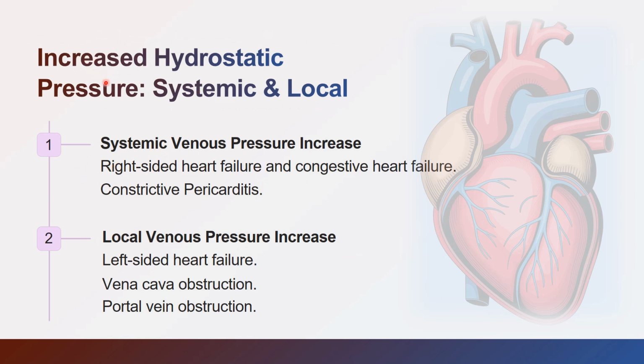Now let's see individually about these Starling forces, in which condition, how it is causing edema. Systemic venous pressure increase is usually occurring in the right-sided heart failure and congestive heart failure, constrictive pericarditis. Local venous pressure increase is occurring in the left-sided heart failure, vena cava obstruction and portal vein obstruction.